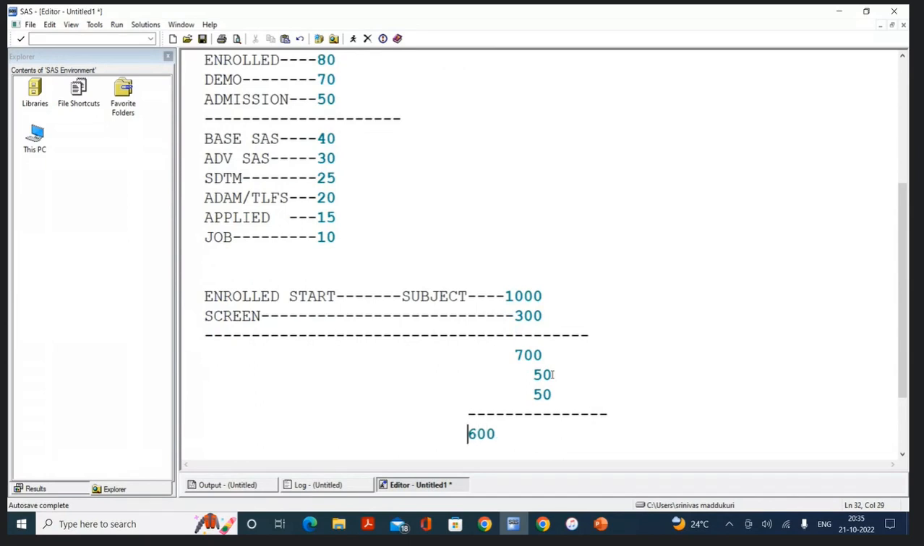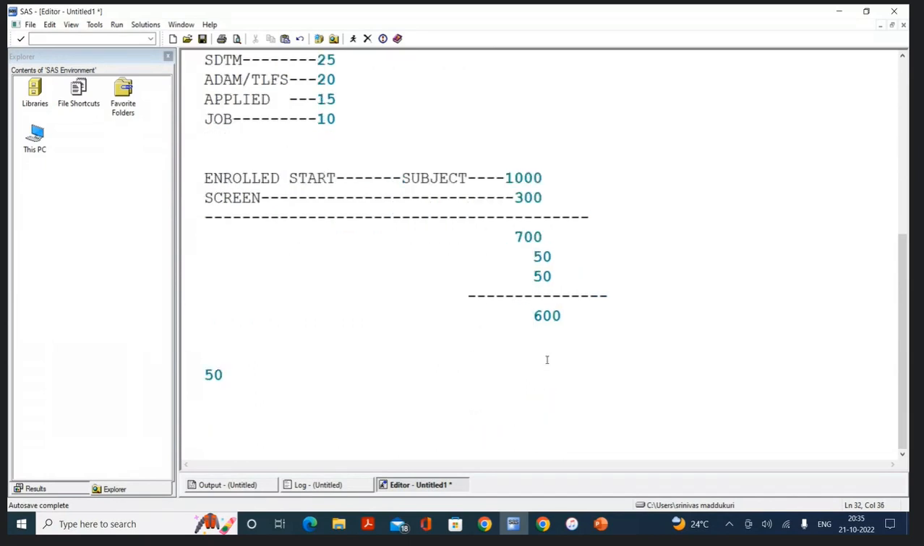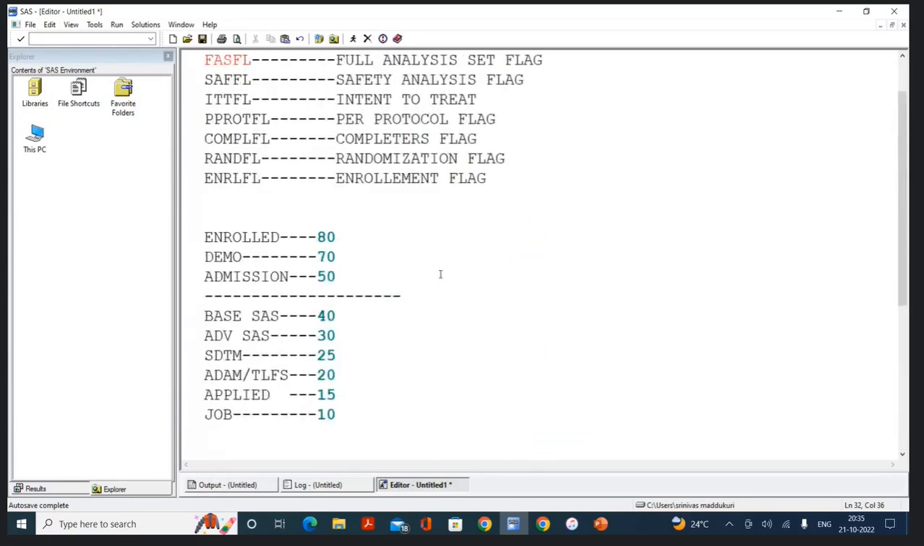600. Now tell me, how do you want to calculate the percentage of adverse events? Do you want to take 50 divided by 1,000, or 50 divided by 700, or 50 divided by 600? 50 divided by 600. Why 50 divided by 600? Why not 50 divided by 700 or 50 divided by 1,000? Because subjects are involved in 600 people only now, sir. Now, so then what is the criteria that you are going to have?